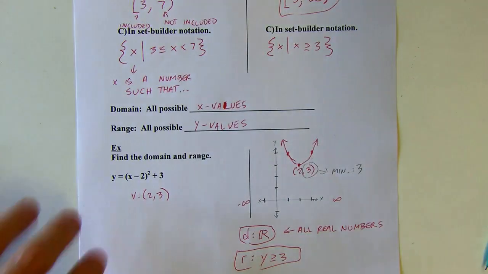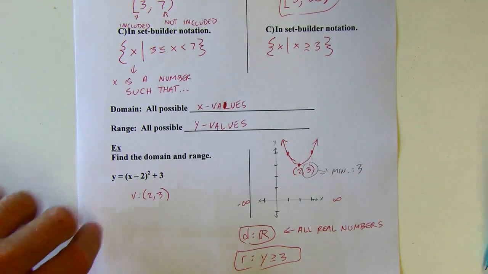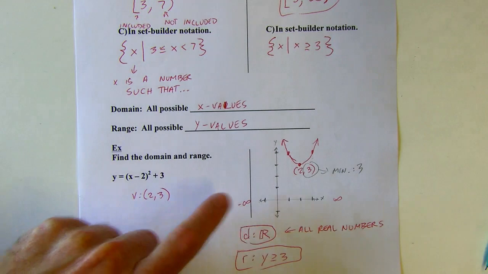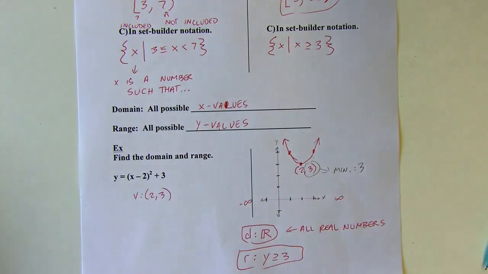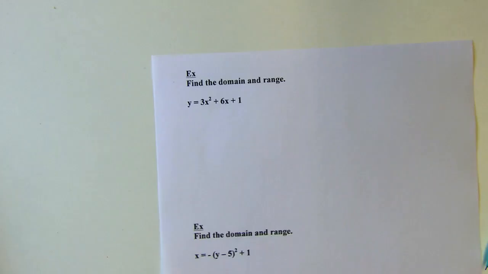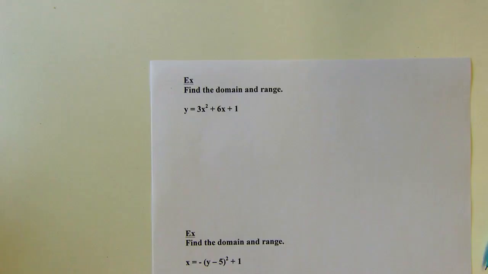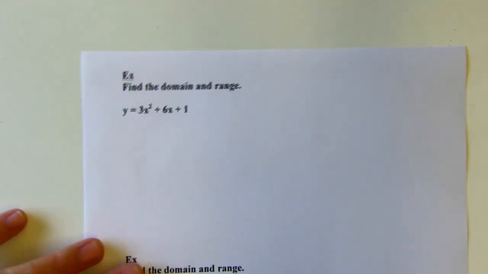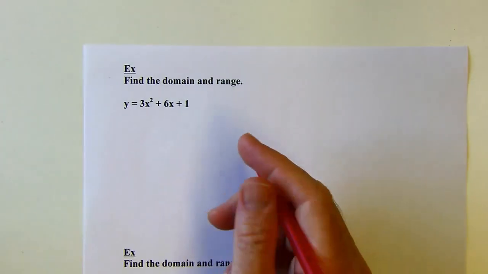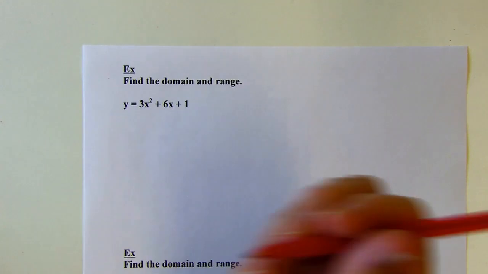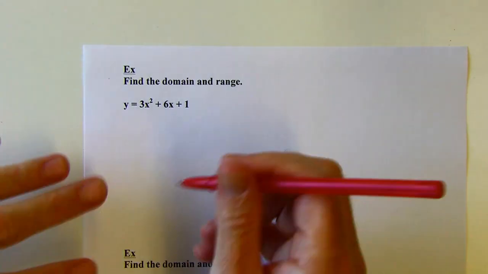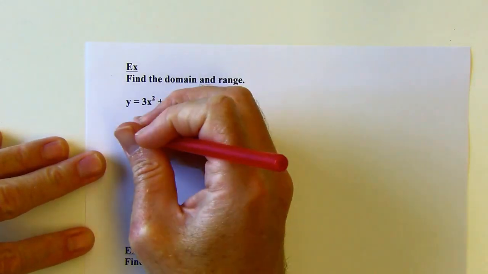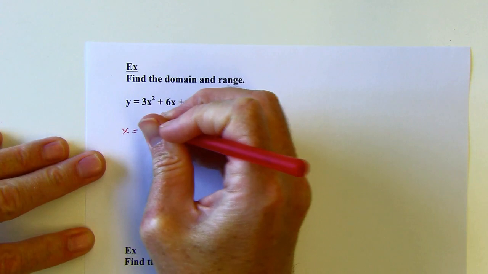Okay, on the next page, we've got 2 more examples where I'm looking for the domain and range. And the easiest way by far is to find the vertex, I think, when we've got a parabola. Okay? So that's what I'm going to do on these next 2 problems. So looking at my first one, hey, this is in standard form, so I can't just see what the vertex is. So let's find the vertex by using the axis of symmetry formula.